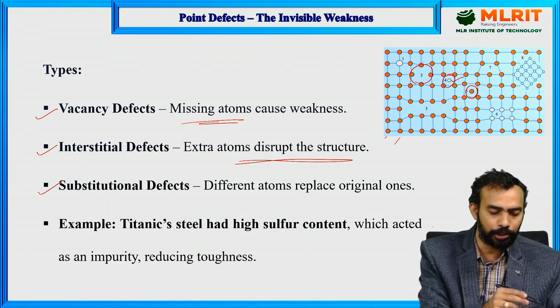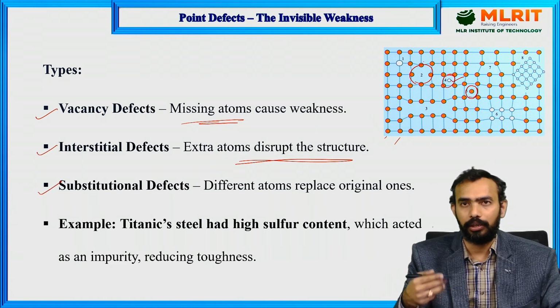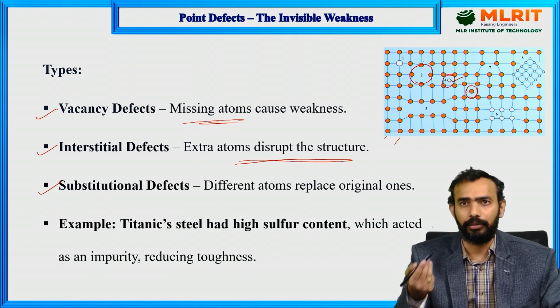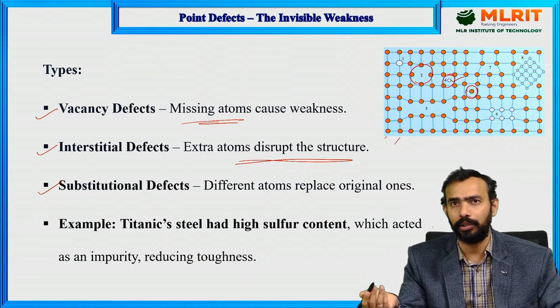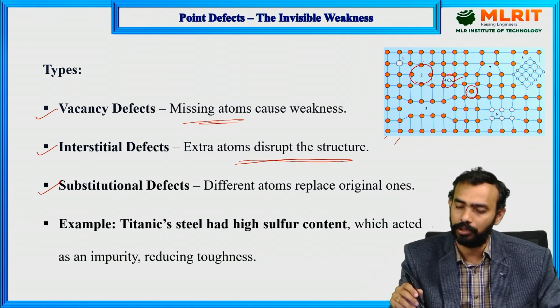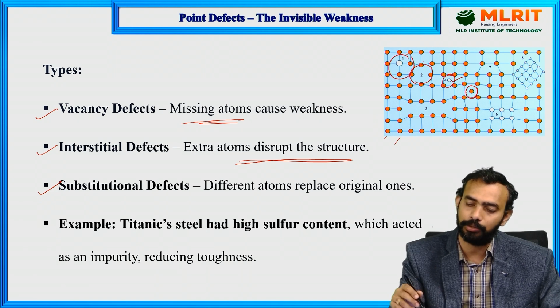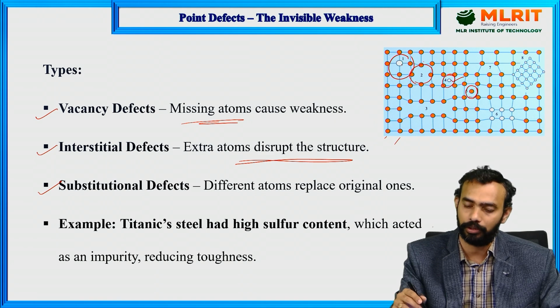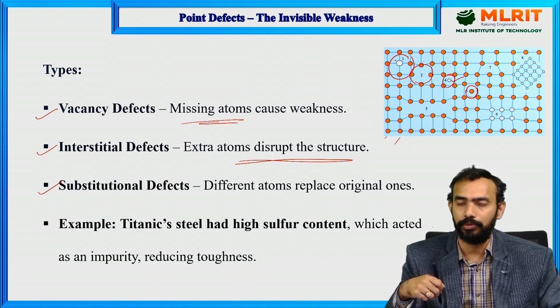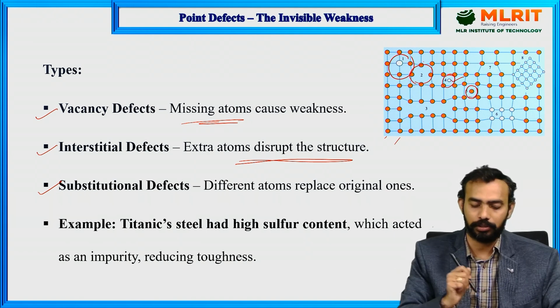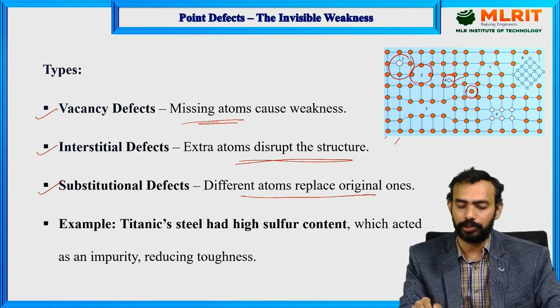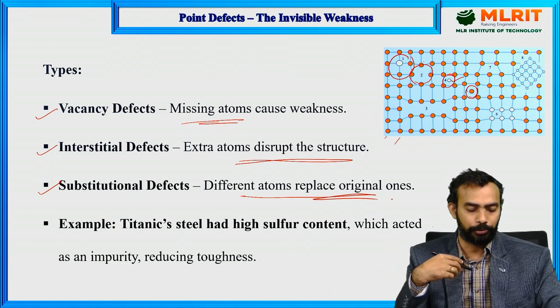Then we have the substitutional defect. Substitutional means, as we see in cricket matches also, one player substituting in the place of another. Similarly, from the material perspective also, one atom substitutes in the place of another atom. So you can see this defect in the regular arrangement of atoms. In this case, in the place of an orange colored atom, there is a white colored atom situated. Such kind of defects are called substitutional defects. Different atoms replace the original ones.